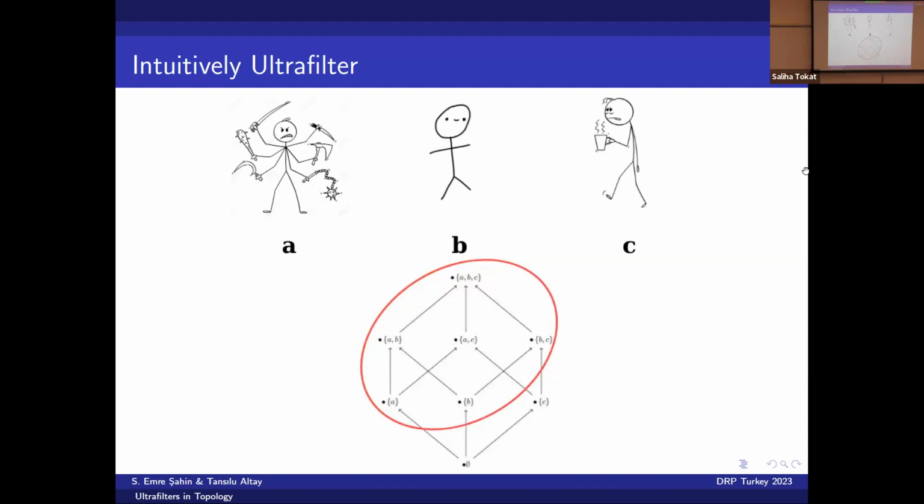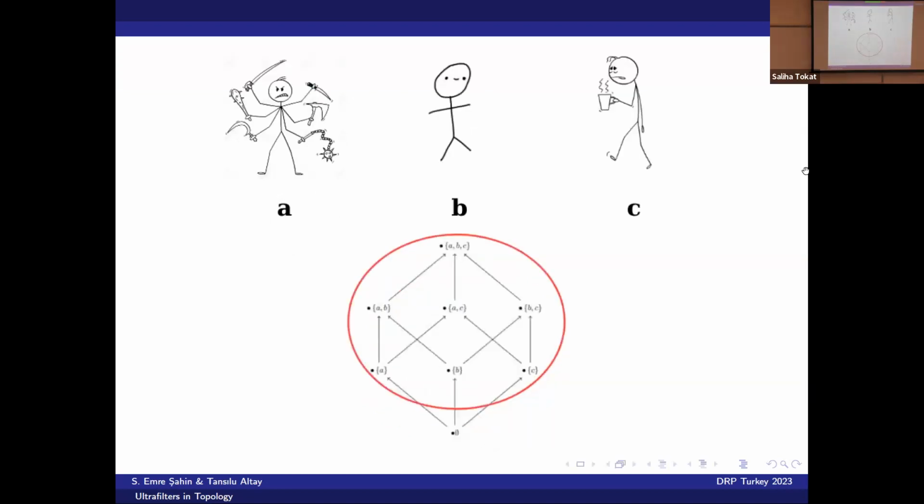And this example is not an ultrafilter because the intersection of A and B is the empty set, and we know from the definition of the ultrafilter that the empty set does not belong to the ultrafilter. And last, we say that A, B, C are substantial elements. And this is the same mistake: the intersection of A and B is the empty set, and it does not belong to ultrafilters.